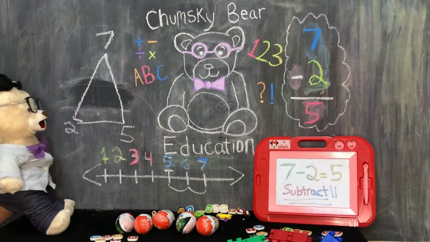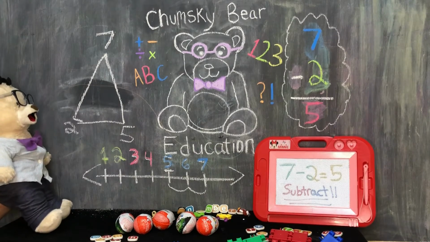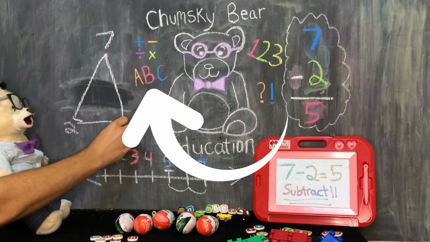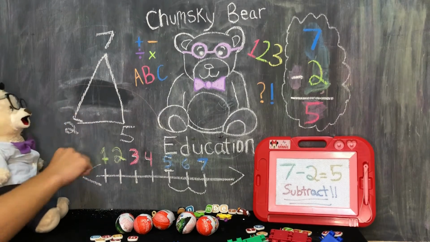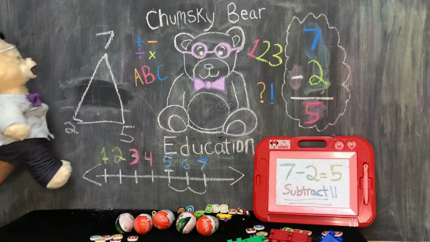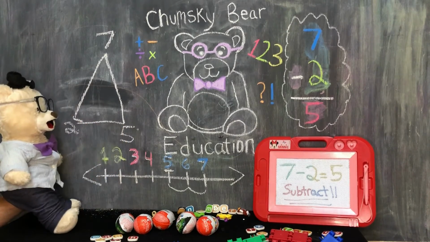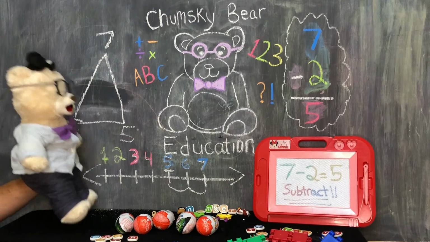How are they related? Well, if you start with the 7 and you take away 5, you're left with 2. See that? And if you start with the 7 and you take away 2, you're left with the 5. So everything's related. Now what about adding?